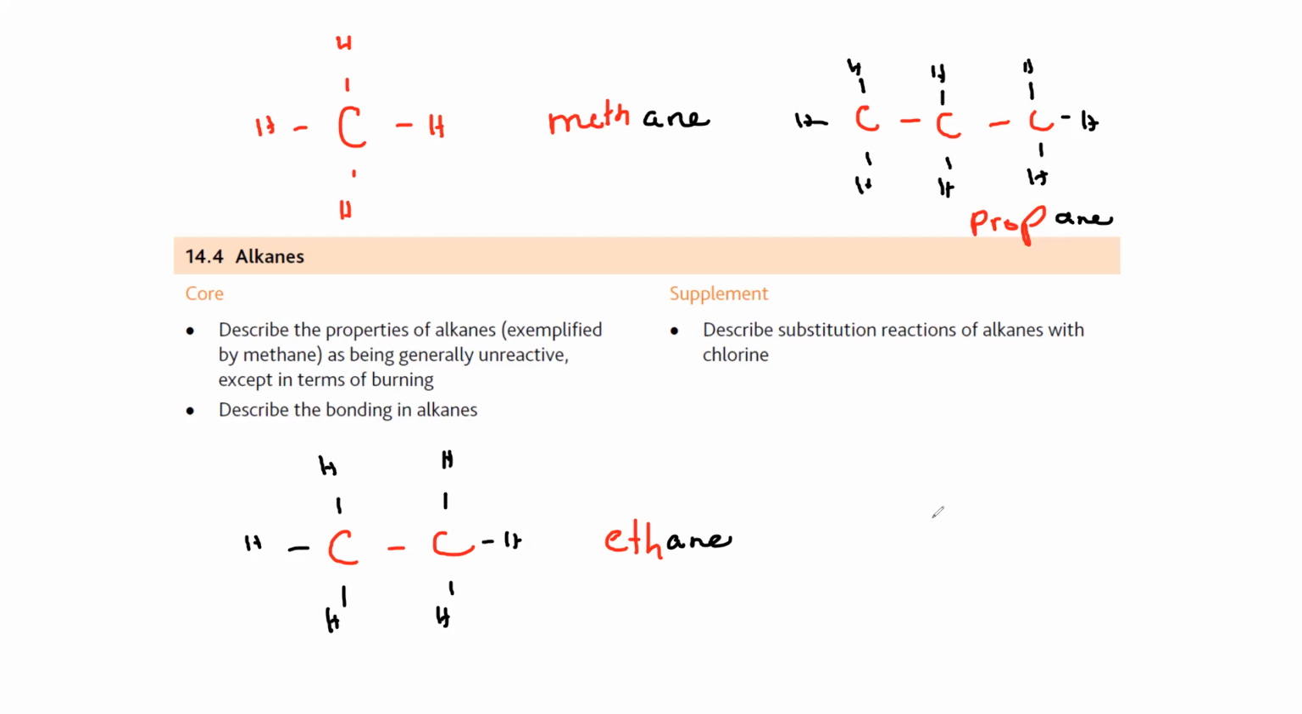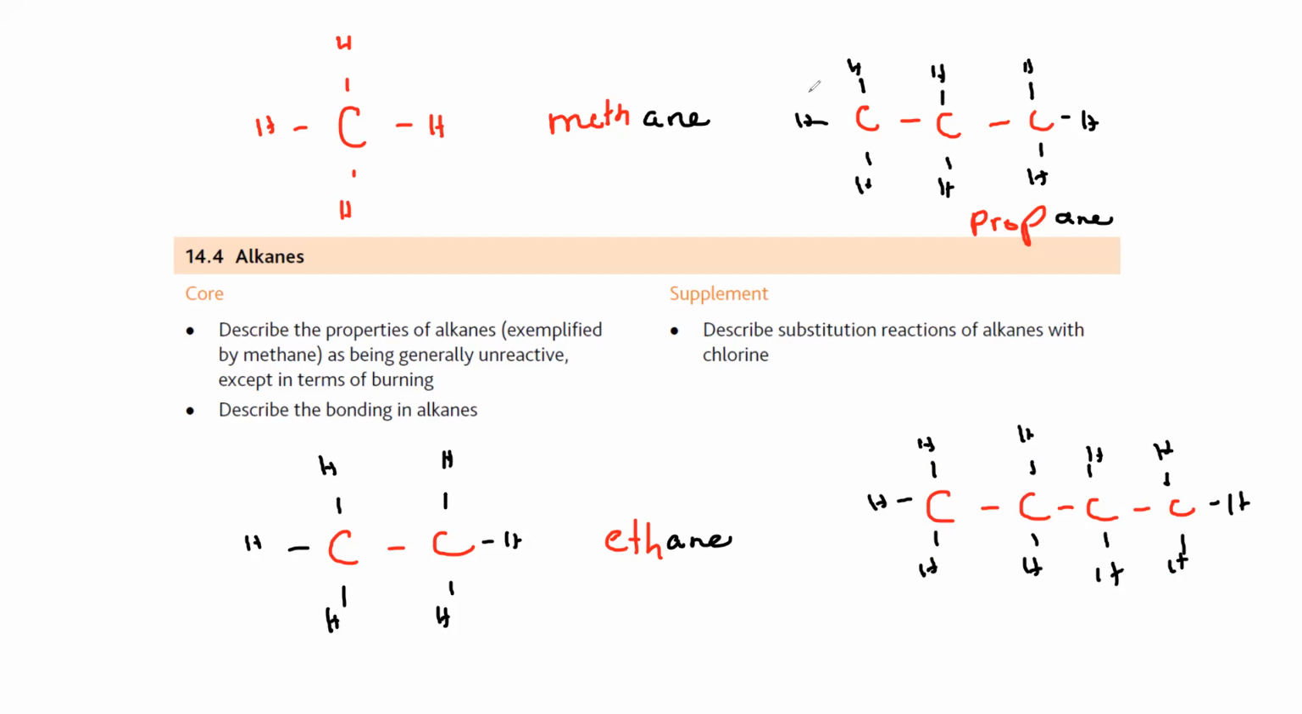Then for 4 carbon atoms, 1, 2, 3 and 4, how many hydrogen will the left hand side carbon have? 3. How many hydrogen does the second one have? 2. How many hydrogen on the third? 2. And how many hydrogen on the last one? That is 3. So CH3, CH2, CH2 and CH3.